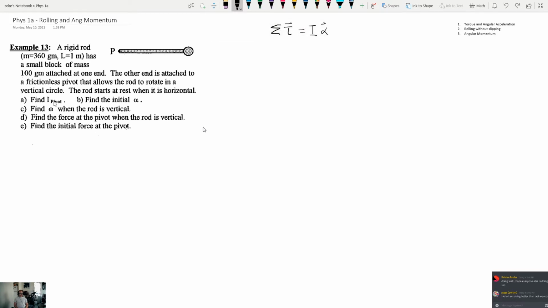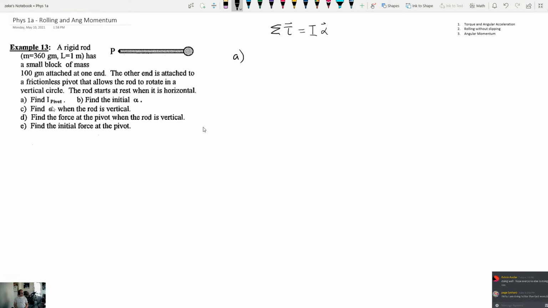The first thing it says is to find the moment of inertia about the pivot, and then we want to find the initial angular acceleration, and then some other things. So we'll do these two first, and then we'll get into solving for the rest of these. This is a pretty extensive problem that covers quite a few of the topics that we have talked about for the last couple weeks, so it's a good way to get started this week. All right, so let's start with part A. We want to find the moment of inertia about the pivot.